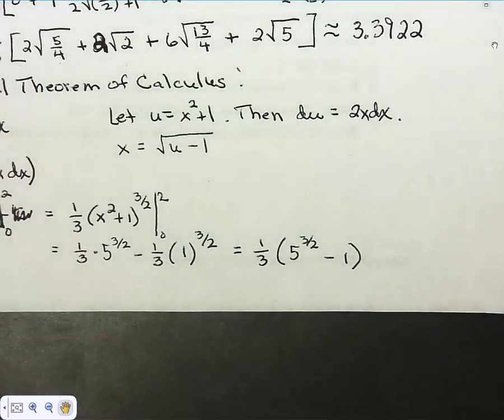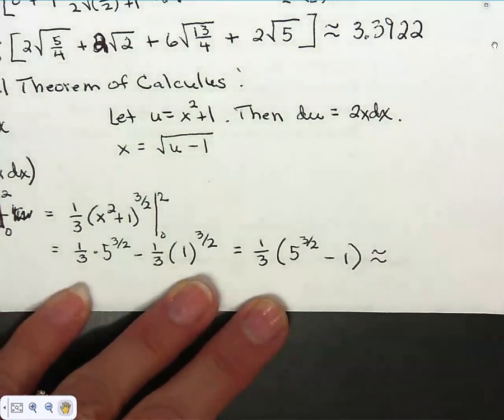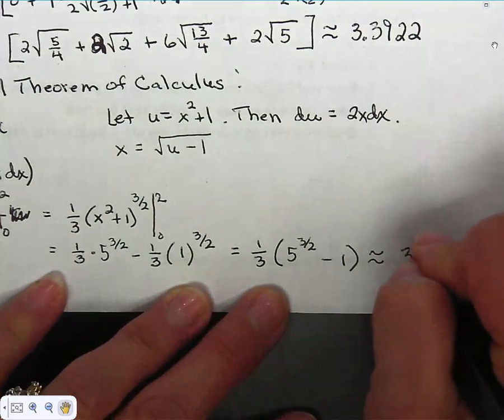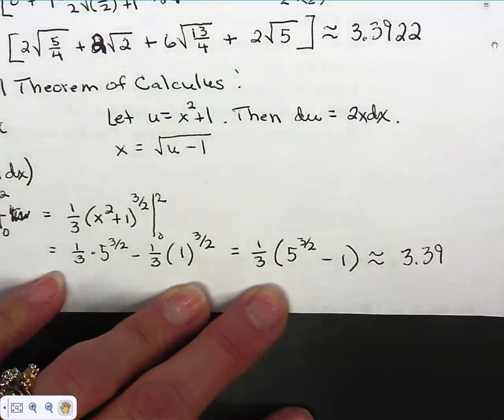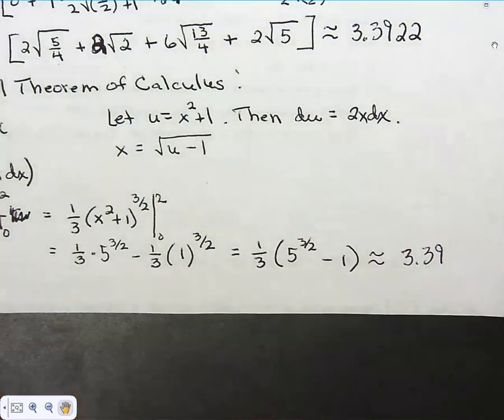Punch that on the calculator and see how close it is to 3.3922. I got 3.3934, or it would round up to 3935. No? It rounds down, 344.